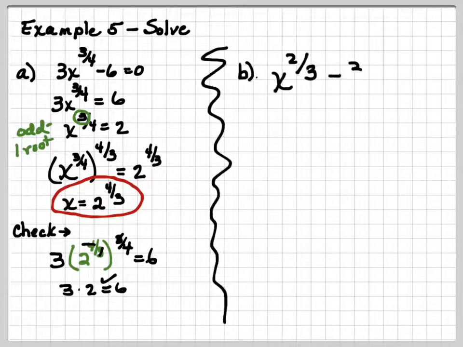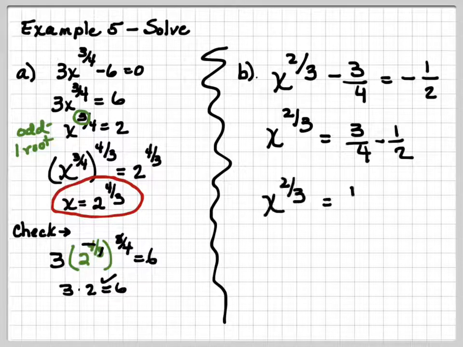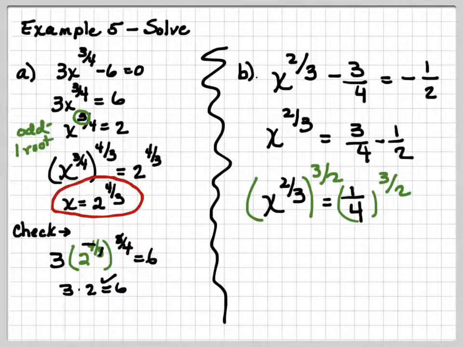Okay, the next one is going to be x to the 2/3 power minus 3/4 equals minus 1/2. Now there's those pesky fractions again, but I'm going to add 3/4 to both sides. And 3/4 minus 1/2 is 1/4. So my exponent is 2/3, so I'm going to multiply by 3/2. I'm going to raise it to the 3/2 power. And on the left-hand side, 2/3 times 3/2 is 1, and x to the 1 is just x.